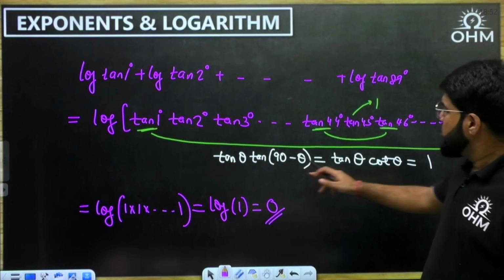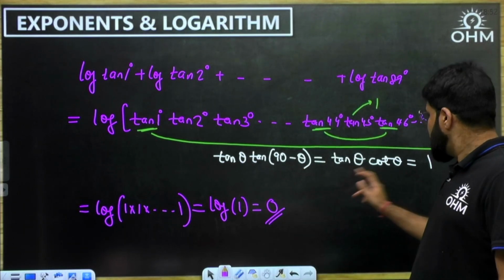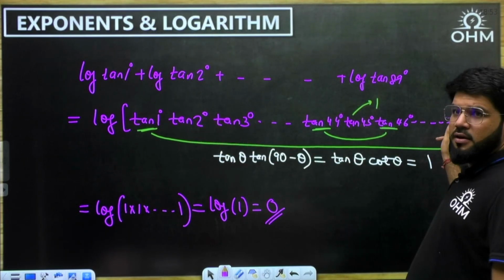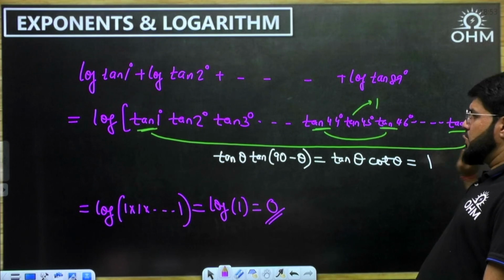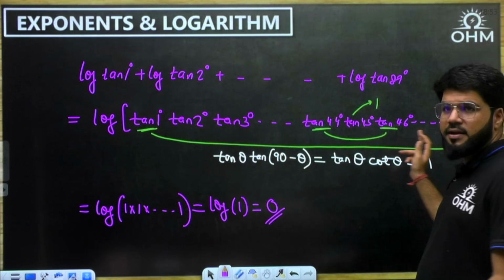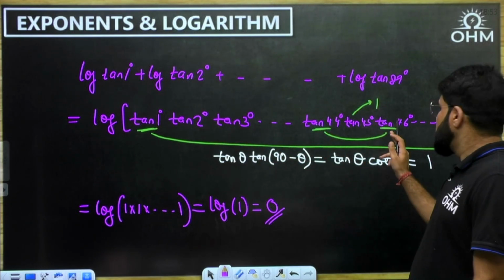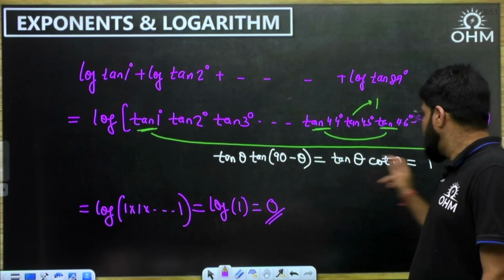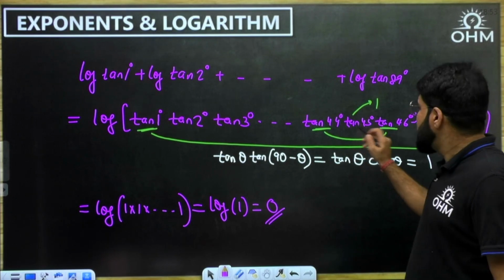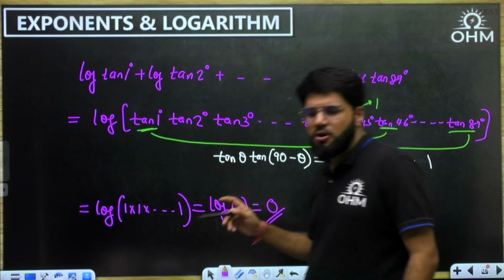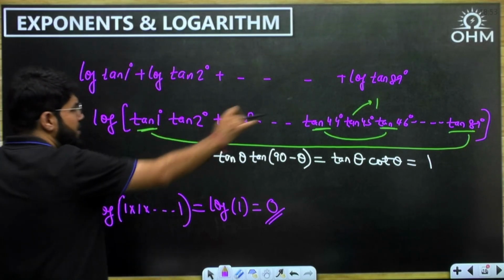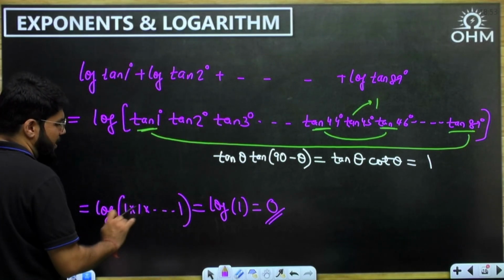So what I was telling you is tan theta, tan 90 minus theta becomes 1. And there are several such pairs: tan 1 and tan 89, 90 minus 1. Similarly, tan 2 and tan 88 also make a pair, tan 44, tan 46. Everything becomes a pair of tan theta, tan 90 minus theta, so the answer will be 1. What is left is tan 45, which does not make a pair, but tan 45 value is also 1, we know. So everything inside the log is multiplied and the result is 1.